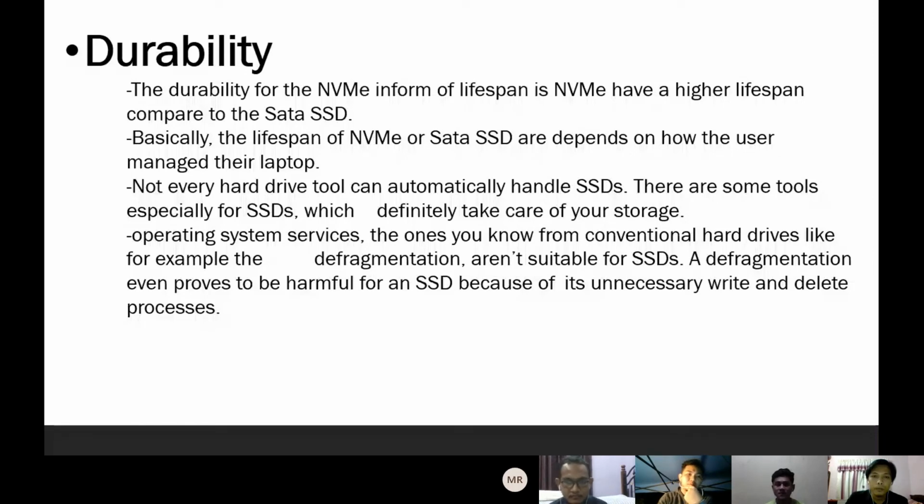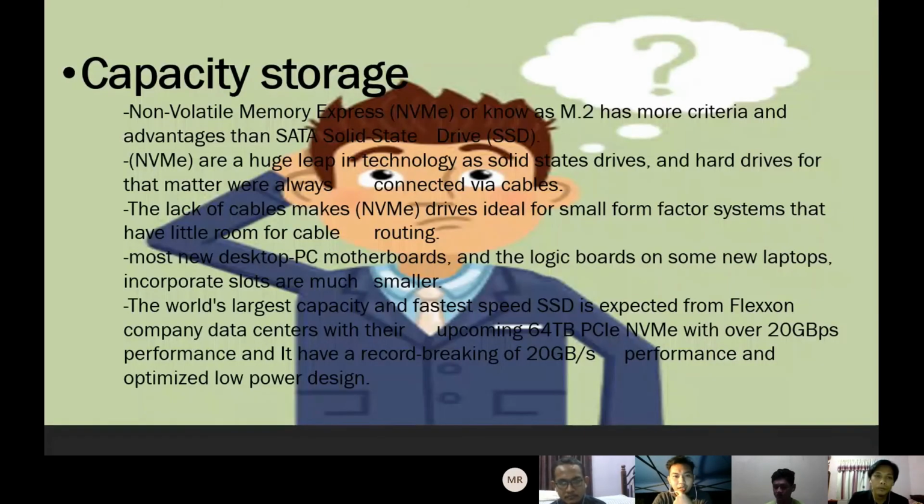And fourth is storage capacity. NVMe or M.2 has more criteria and advantages than a SATA solid state drive, or SSD. NVMe is a huge leap in technology, as solid state drives and hard drives for that matter were always connected via cables. The lack of cables makes NVMe drives ideal for small form factor systems that have little room for cable routing. Most new desktop PC motherboards and some new laptops incorporate much smaller slots.